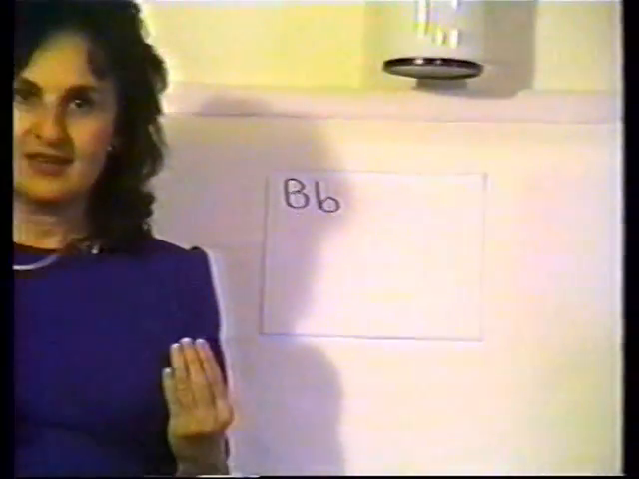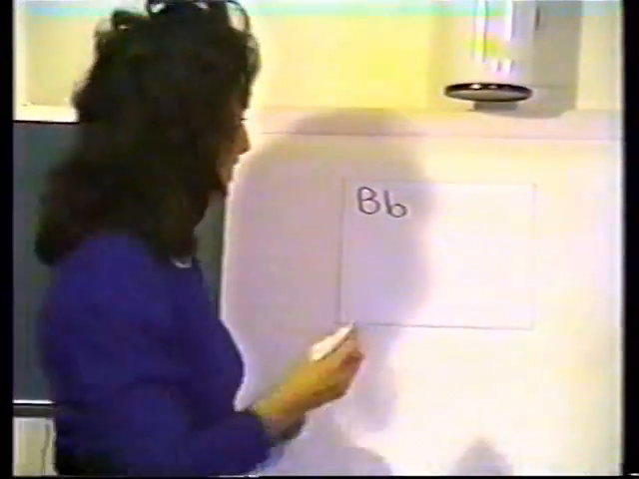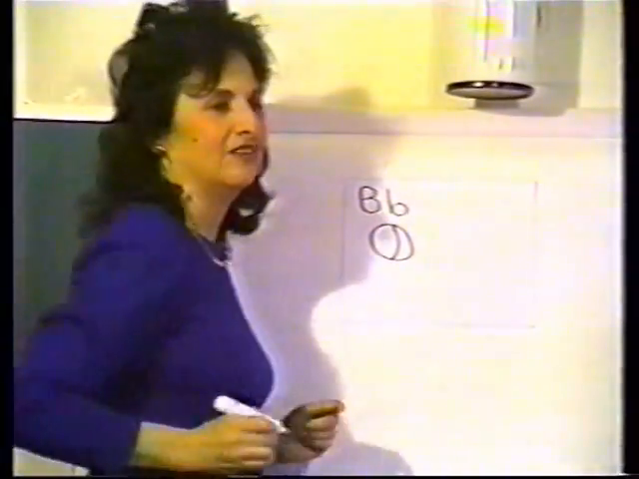Now we're going to draw some pictures for the sound of B. Let's see if you can figure out the riddles. I like to bounce my B. Ball. Very good. All right, make a circle. And this ball has a line right down the middle.